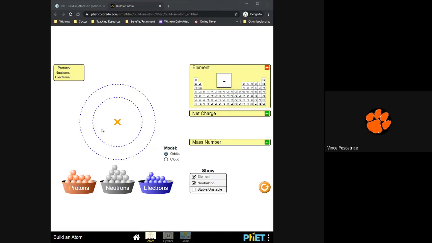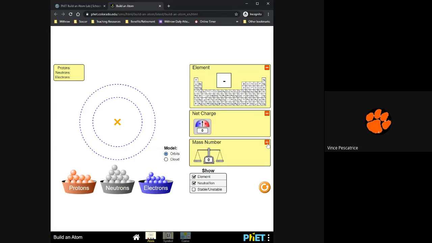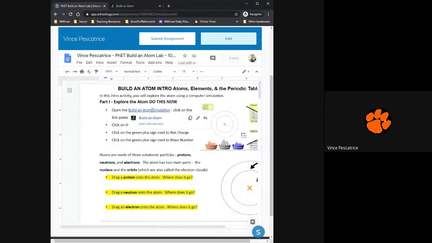So what it says to do is click on net charge and mass number. And this is what should be going on. So again, Schoology, week four folder, atom simulation, PhET, open the document, follow the link, and then you should have two tabs open. You should have this one with the atoms in it, with the protons, the neutrons, the electrons at the bottom. And then you should have this open too.